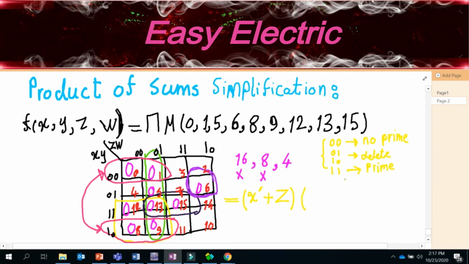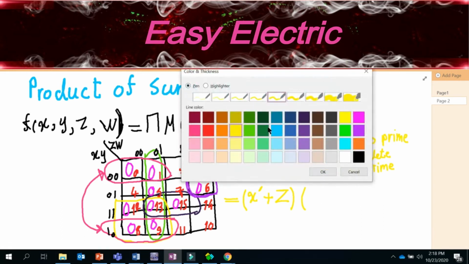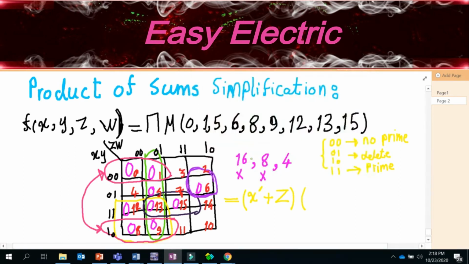Okay, so which is the difference from what we had for the min term, right? In the min term, 0, 0 gets prime, 1, 1 no prime, 0, 1 and 1, 0 delete. But in the max term, it is exactly the opposite of that. So let's go and write the corresponding terms for this group of 4, which is in the color green, and see what we should have.